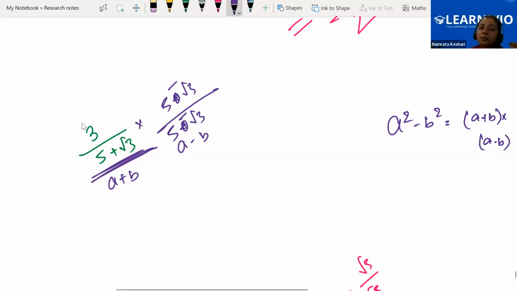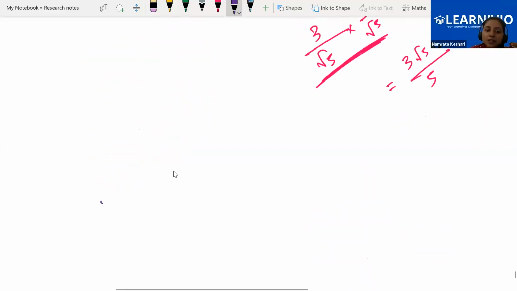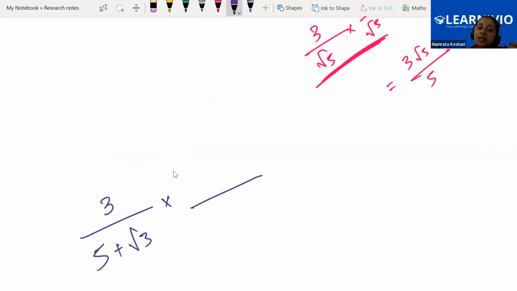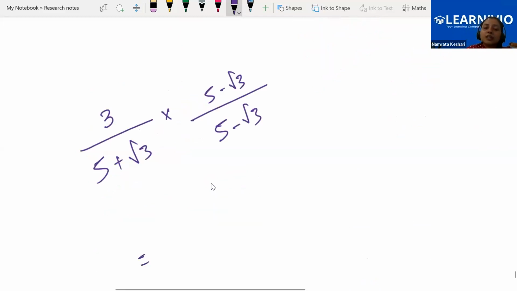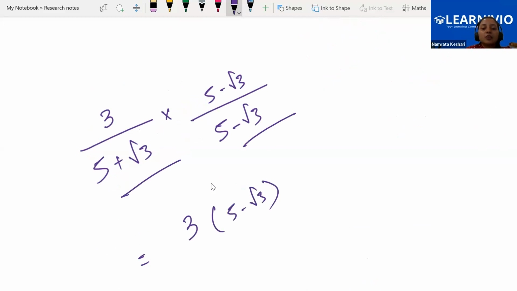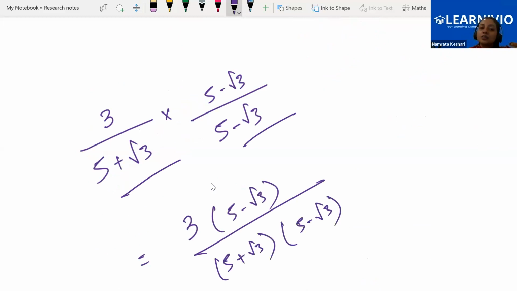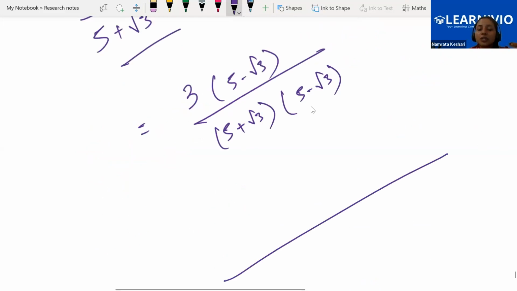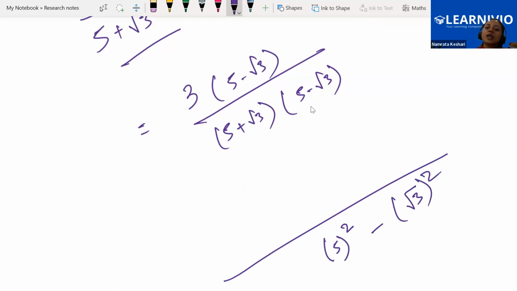Let's do that. Whenever the question shows 3/5 plus √3 or something similar, to rationalize we have to multiply the numerator and denominator by 5 minus √3. The next step will be numerator multiplied with the numerator and denominator multiplied with the denominator. So 5 plus √3 in one bracket, 5 minus √3 in one bracket. Can you see it looks like a plus b, a minus b in the denominator? Now can we write it as a square minus b square? Yes.